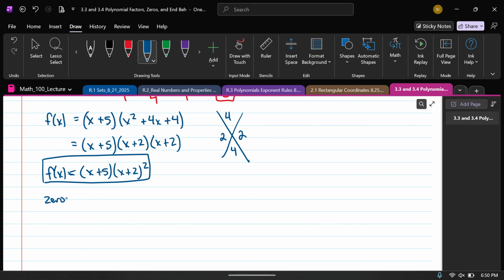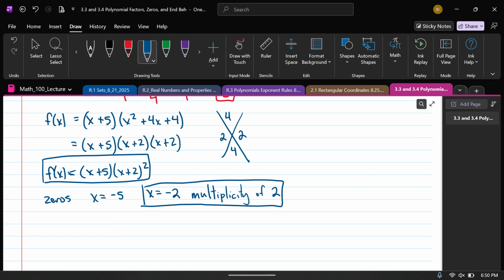The zeros are x equals -5 and x equals -2, but this -2 has what's called a multiplicity of 2. Where do you think the multiplicity comes from? How many times it was a factor? The -2, x equals -2, we got that factor twice, so it has a multiplicity of 2. The -5 has a multiplicity of 1 because it only happened once. The factor x plus 5 was only there one time.